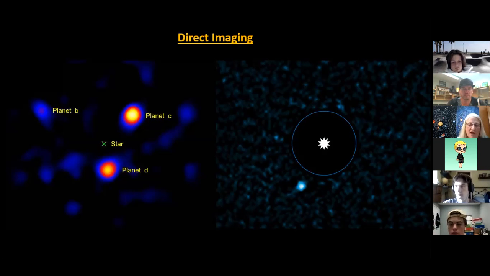However, if planets are still forming, they'll be radiating mostly in infrared light or heat, and they'll be brighter than the star in that infrared light. So that's planets far away from stars. If they're emitting in infrared, that's a good thing.